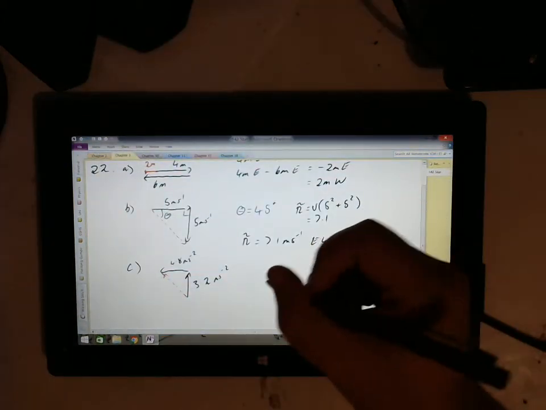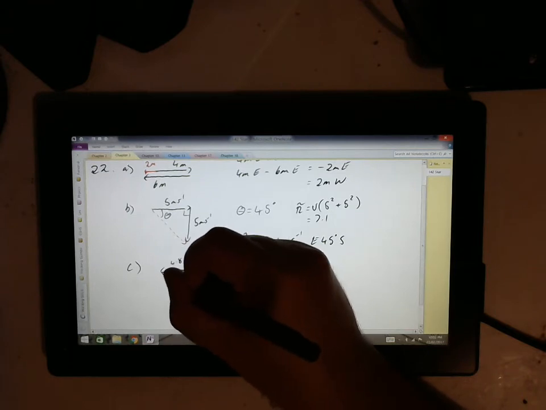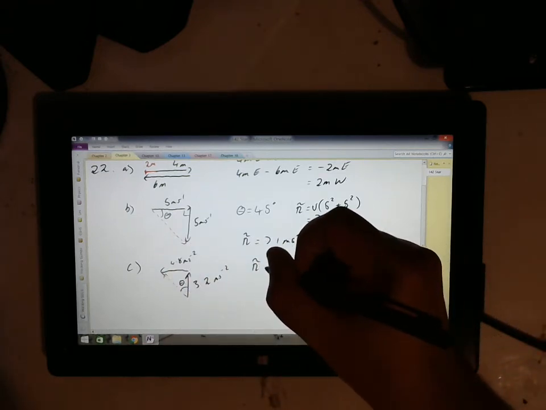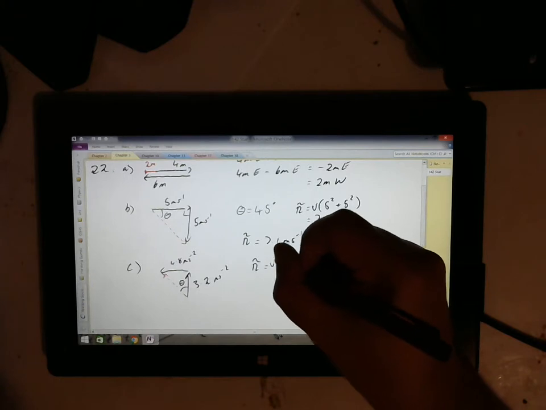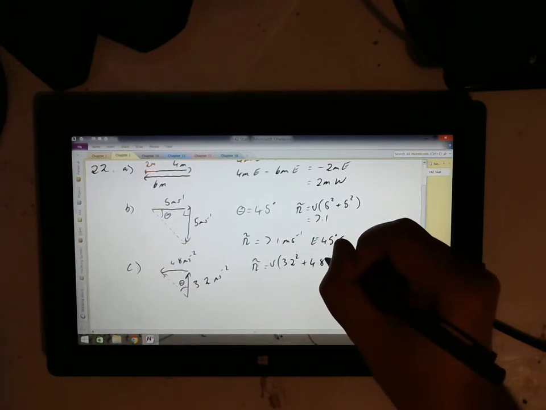So now we're going to have to do a little bit more algebra to work out this angle of theta. So R is going to equal square root 3.2 squared plus 4.8 squared.